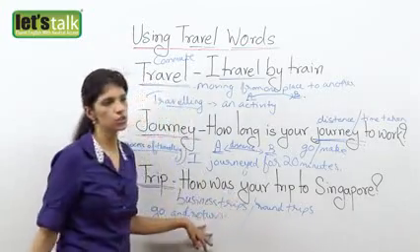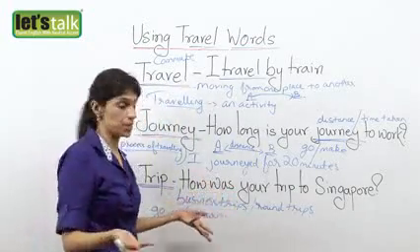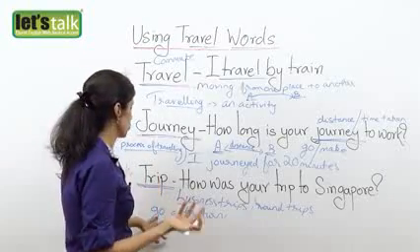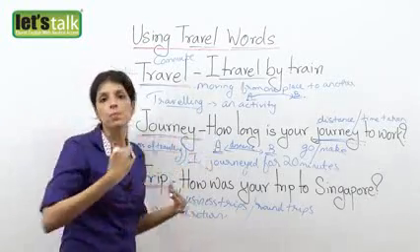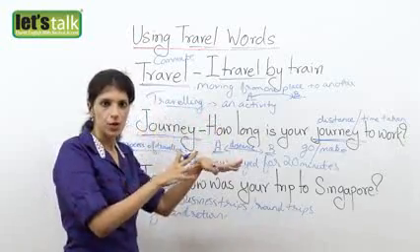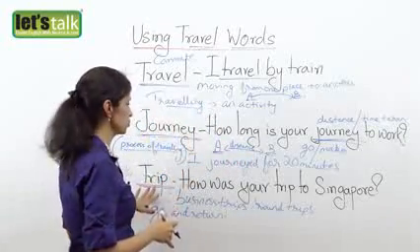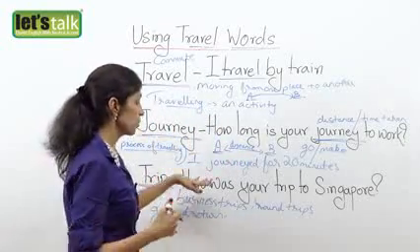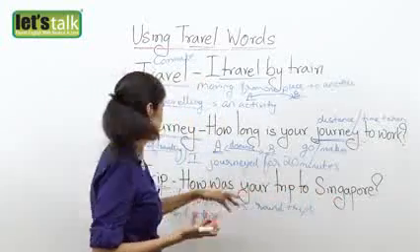So the minute you say I'm going on a trip, it could mean a holiday trip. When you say I'm going on a holiday trip, it means that you are going to be back, okay? You're not going to be stationed where you're going, you're going to definitely return, and that's how we use the word trip.